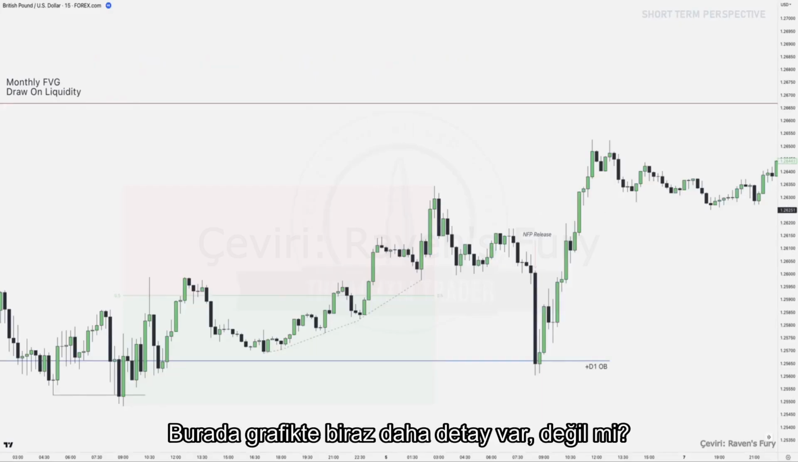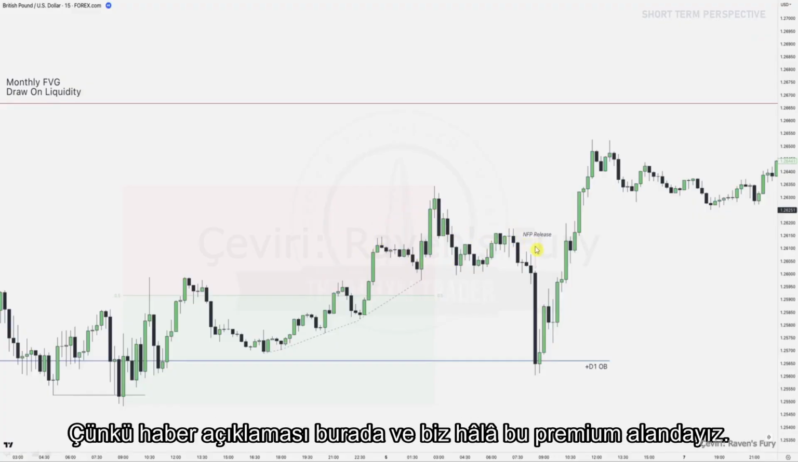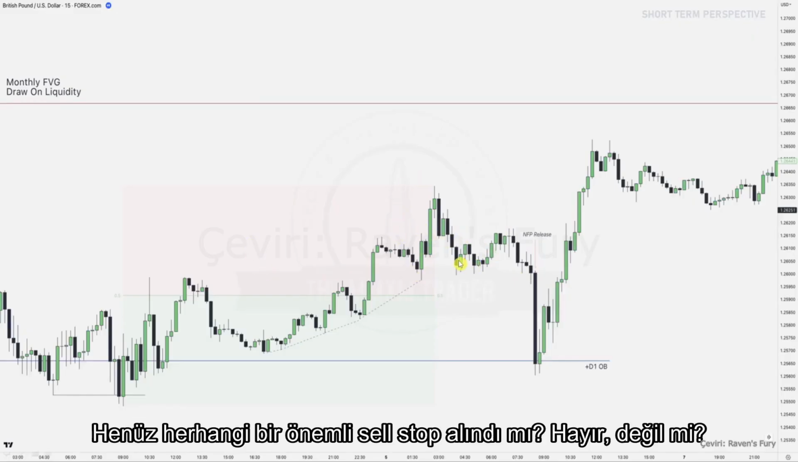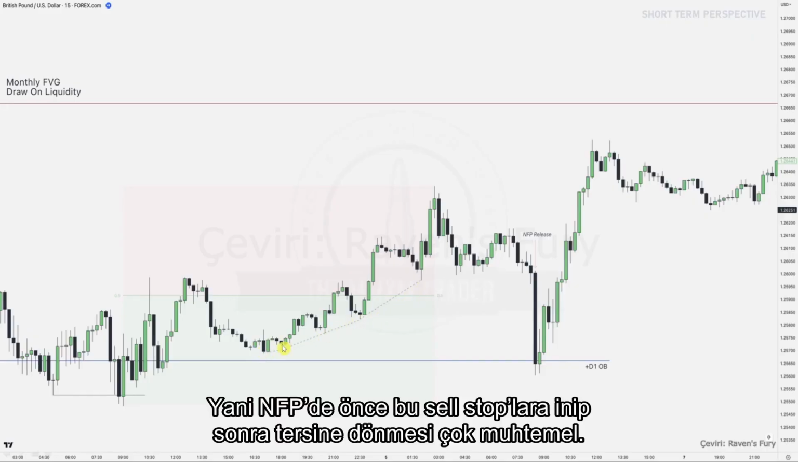Over here we have some more lipstick on the chart, right? We've got that discount into premium range. Before the news release, where is market price at? We're in these discount levels, right? Because the news release is over here and we are still in this premium area, so it's more likely to draw lower. Are there any significant sell stops being taken yet? No, they are not, right? Because we've got all these failure swings down here, failure swing here. So it's highly likely NFP will continue down into those sell stops before reversing.